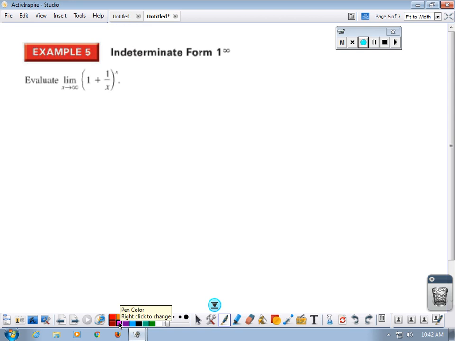Alright, limit as x approaches infinity of (1 plus 1 over x) to the x. Well, if I plugged in infinity right now, it'd be 1 plus 1 over infinity. 1 over infinity approaches 0. So this is really looking like 1 to the infinity.